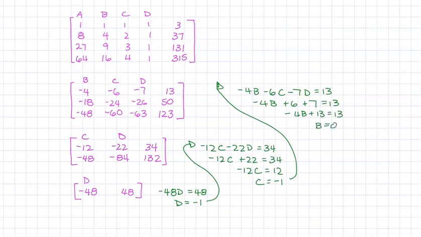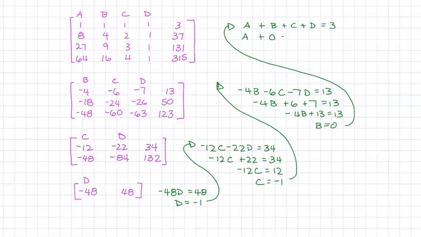And then finally we can take all of this and go back to this first equation that says a plus b plus c plus d is equal to 3. b is 0. c was negative 1. d was negative 1. Whoops. Let me write negative 1. So we have a minus 2 equals 3. That means that a is 5. And there we go. Now we've solved it.